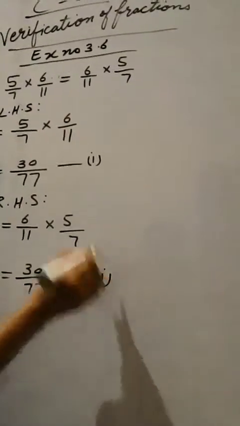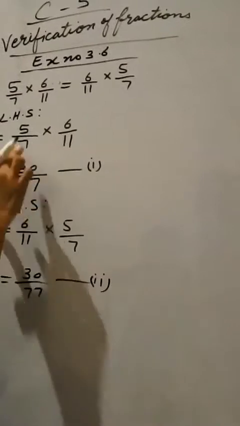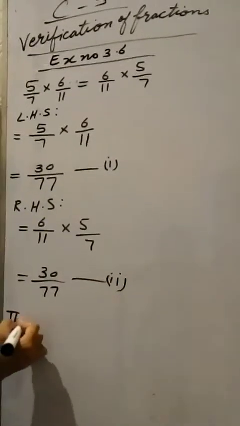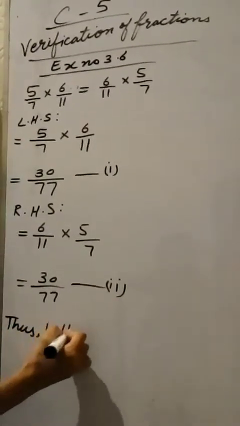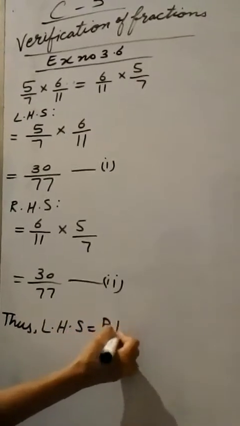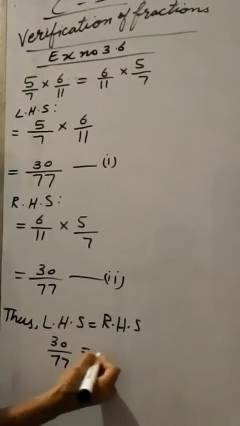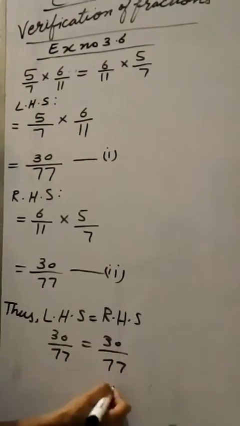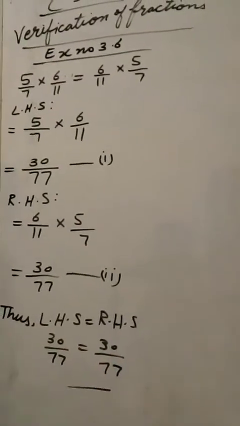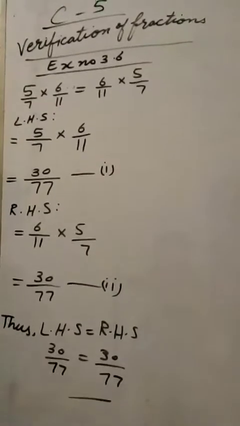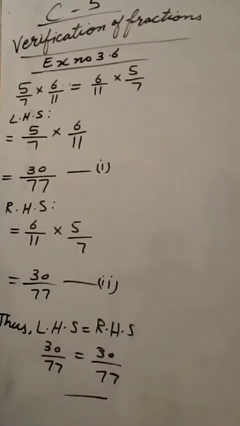Now see, first and second equation. It means both are the same. Thus it is proved: left hand side is equal to right hand side. Our answer is proved. 30/77 equals 30/77. Draw the ending line. So these are the steps for solving the question. Now I am taking another question.